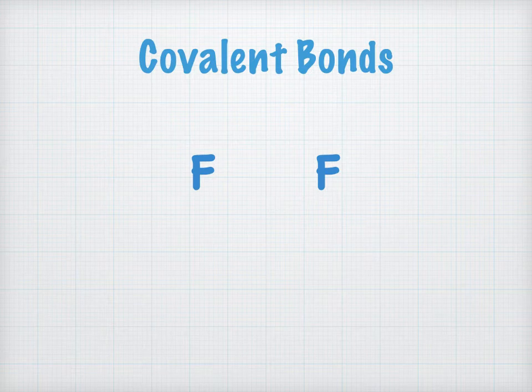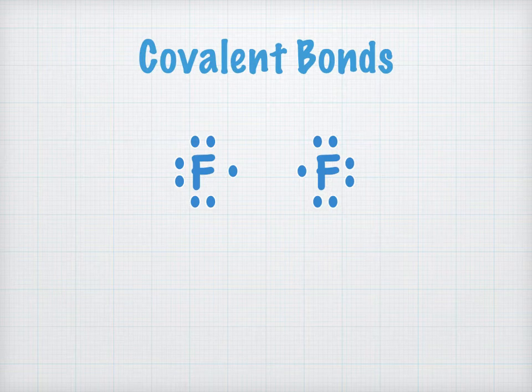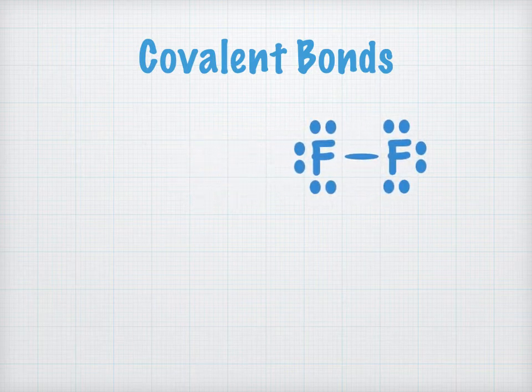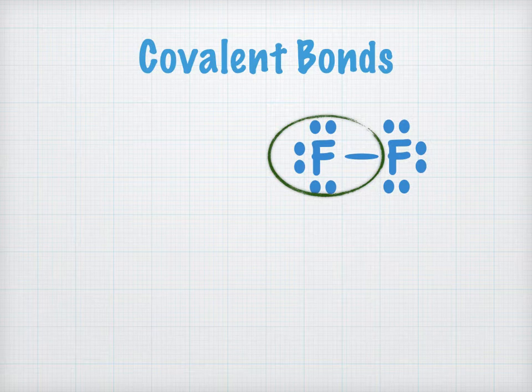So if we start with two fluorine atoms and we generate some dot structures here, we have 7 valence electrons in fluorine. Each fluorine is trying to gain an electron, but there is no element here that tends to lose electrons. So what these two atoms are going to do in order to get their valence is they're going to share a pair of valence electrons. And so when you look at this particular fluorine here, you have 3 unshared pairs of electrons, 1 shared pair. It gets you a total of 8 valence electrons. And since it's being shared with the other fluorine, that fluorine also has 8 valence electrons.